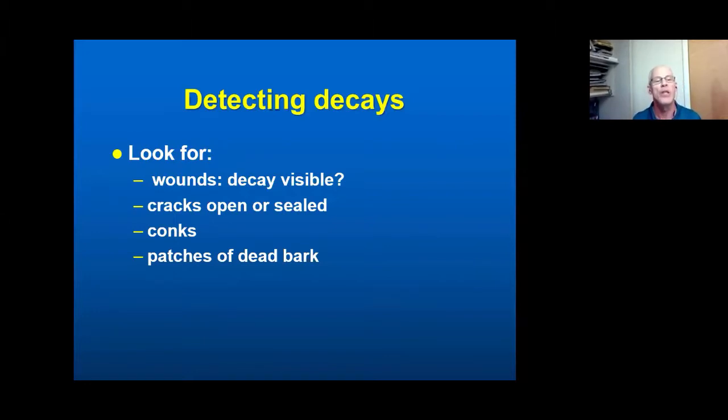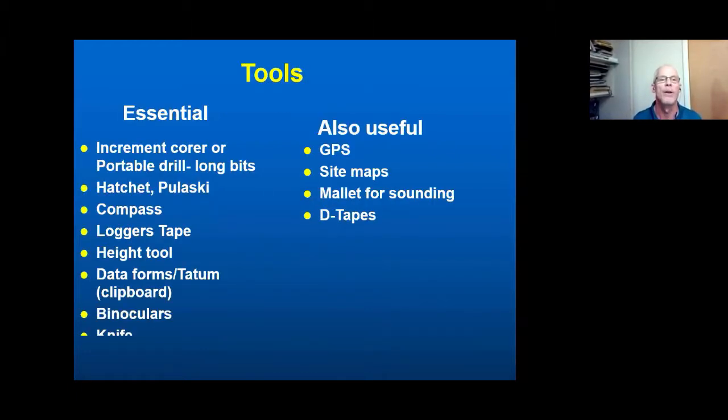One of the first things that you're going to be looking for is wounds. And when you have a wound, you can often quite simply look into the wound and see if there's decay present. You can detect cracks from the outside of the tree, whether they're open, whether they might be sealed. You can see conks and fruiting bodies. You might also see patches of dead bark.